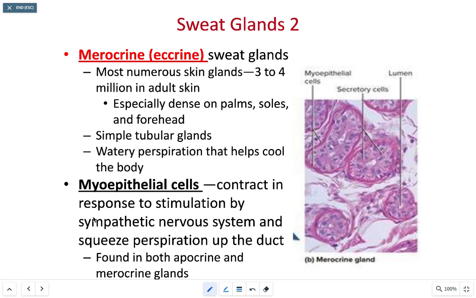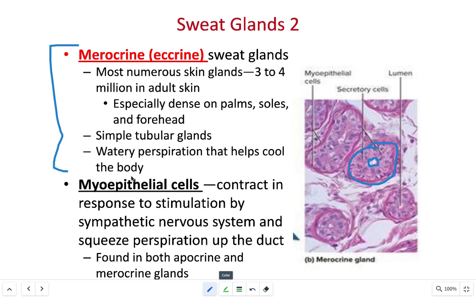Our merocrine sweat glands, in terms of the histology, sometimes will be a stratified cuboidal, sometimes a simple cuboidal. For those of you who had me in lab, I describe them as the sprinkle donut because, to me, they just look like a donut when you have that transverse slice through the duct, and the nuclei represent the sprinkles. We also have some myoepithelial cells.